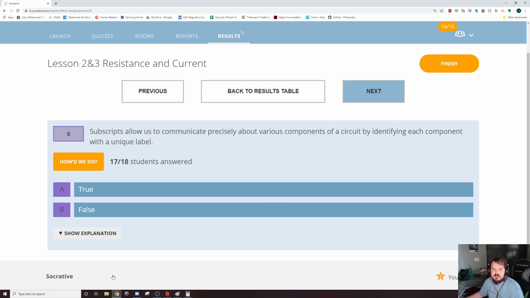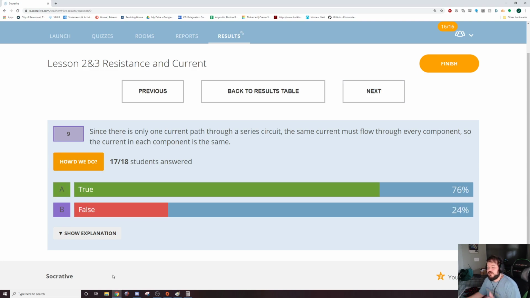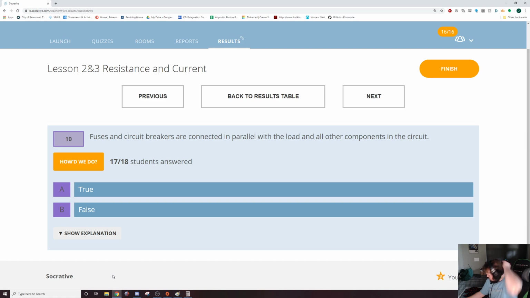Subscripts allow us to communicate precisely about various components. Yeah, so what we're talking about in this one, you all got it right. I won't talk about it. Yes. Current has to flow through everything in the whole circuit, so there's no way for it to go anywhere else. So if it starts out, it has to finish. Fuses and circuit breakers are connected in series so that the current has to flow through them. If they were connected in parallel, even if they tripped, the current wouldn't stop because it can just flow around.